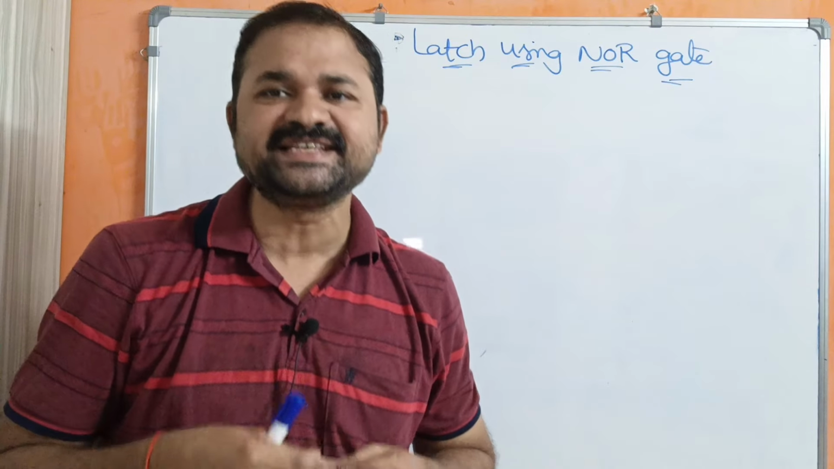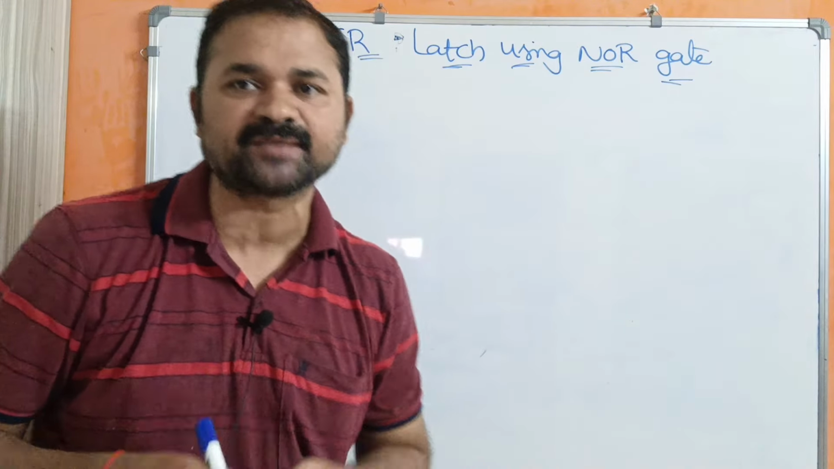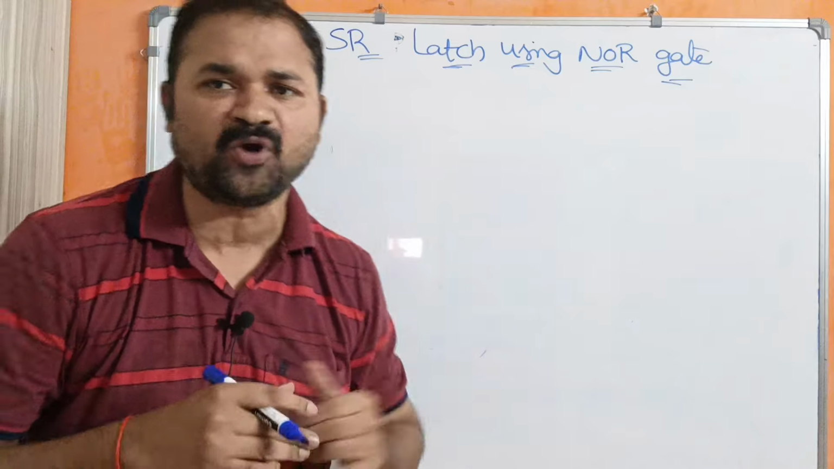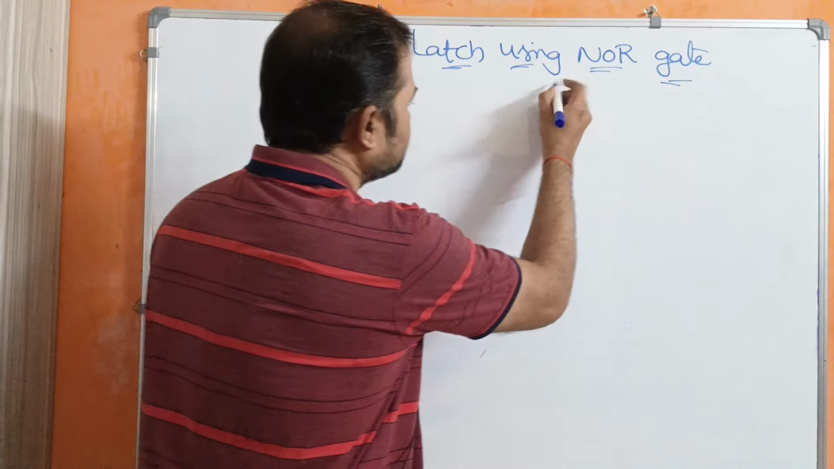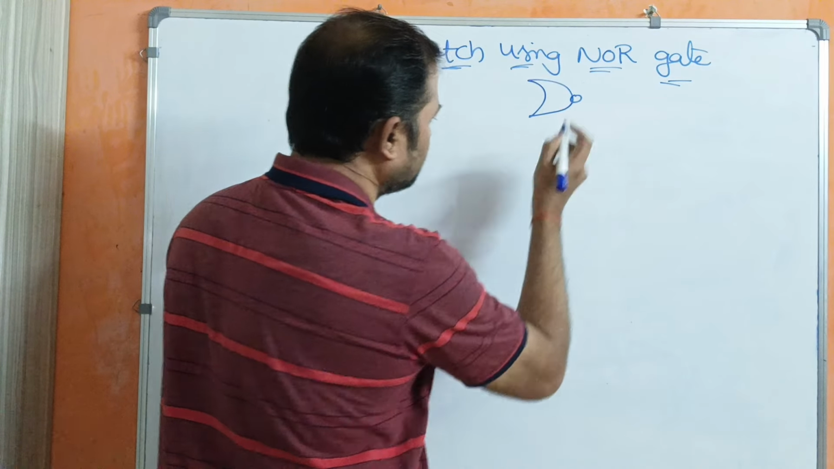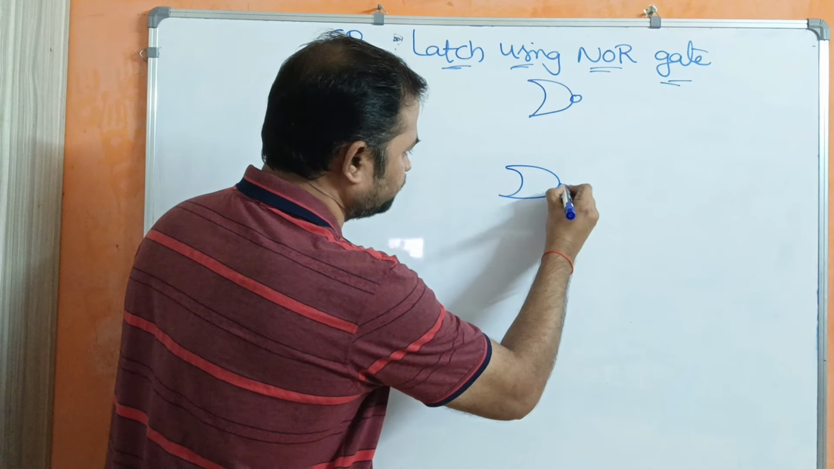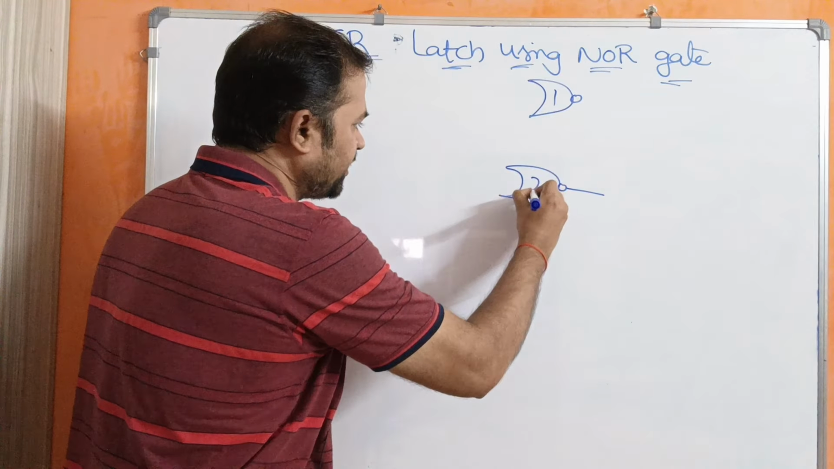Now let us discuss SR latch using NOR gate. In order to implement SR latch with the help of NOR gate, we require two NOR gates. So this is our first NOR gate. Next, this is our second NOR gate.